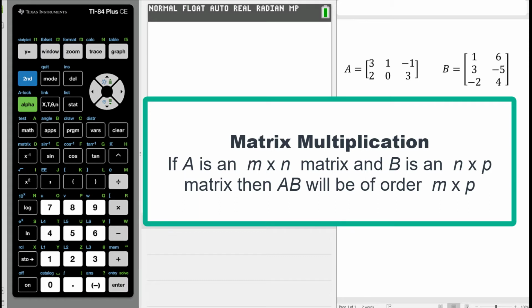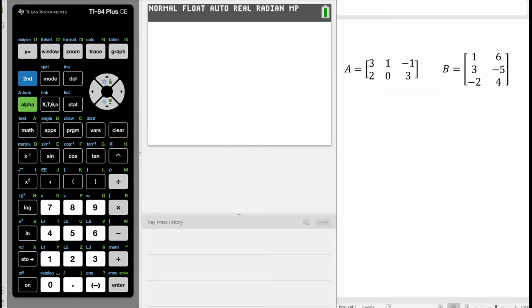Here we have two matrices, matrix A and matrix B. Matrix A is of order 2 by 3. I will now list off the entries by row from left to right. In matrix A, in row 1, we have 3, 1, negative 1. In row 2, we have 2, 0, 3.